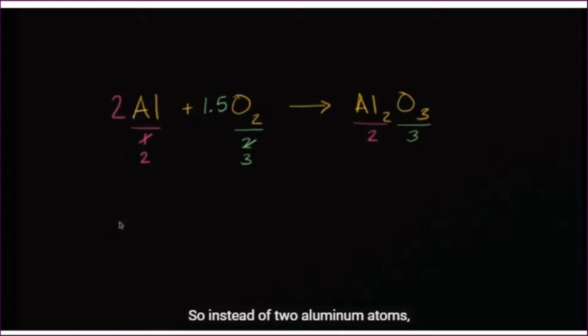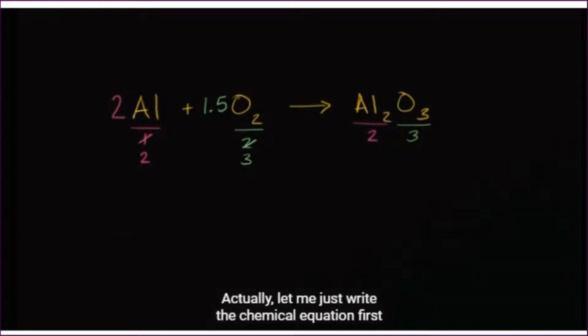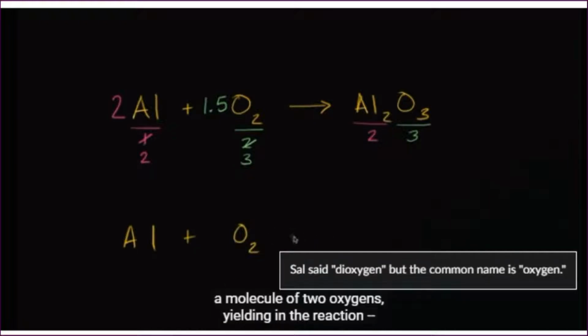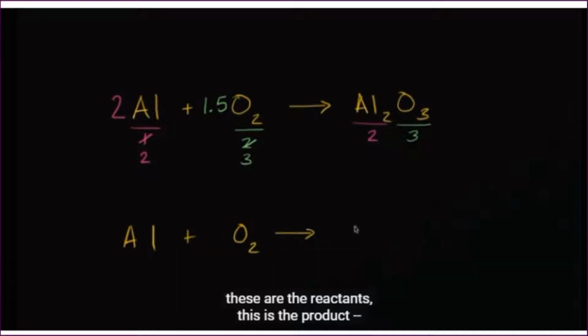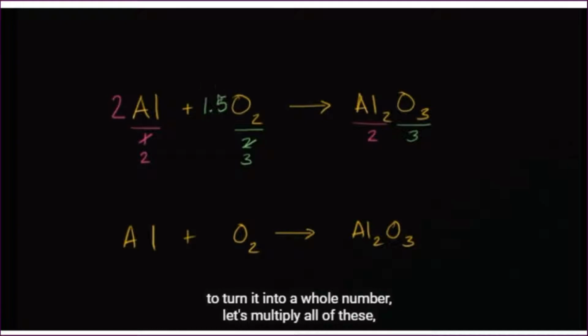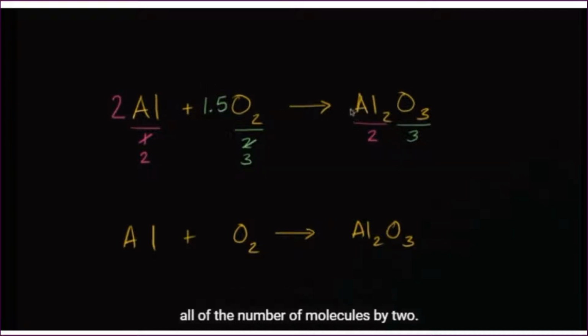So instead of 2 aluminum atoms, let me have 4 aluminum. Actually, let me just write the chemical equation first in the form that it was before. So I had aluminum plus dioxygen, a molecule of 2 oxygens, yielding in the reaction, these are the reactants, this is the product, aluminum oxide. So what I'm saying here is to get rid of this 1.5, to turn it into a whole number, let's multiply all of the number of molecules by 2. And here there's implicitly a 1. There is implicitly a 1 right over here. So let's multiply all of these by 2.